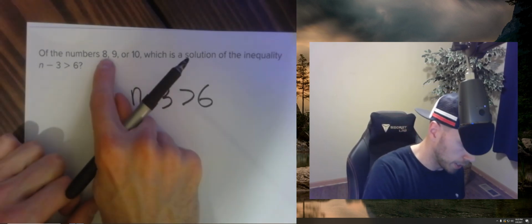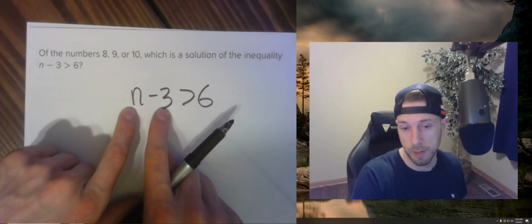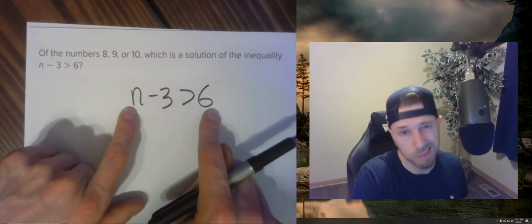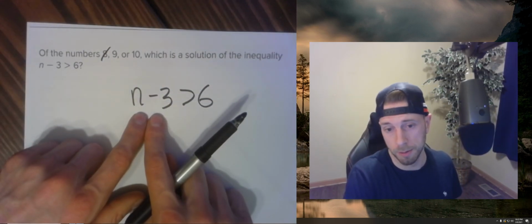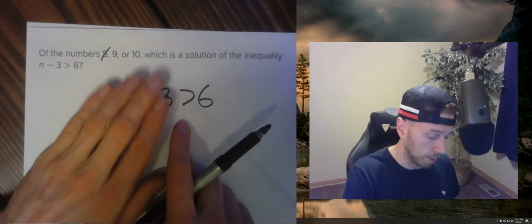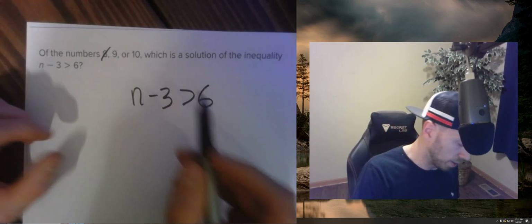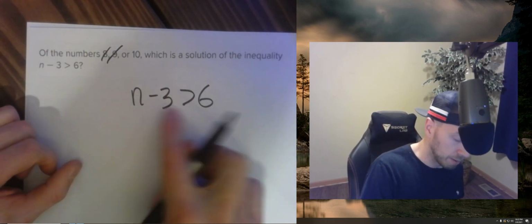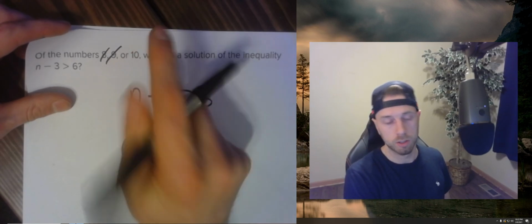And if you tried to plug in each of these, if you plug in 8 right here, 8 minus 3 is 5. And 5 is greater than 6? No, it's not. So 8 is not true. If I put a 9 in here, 9 minus 3 is 6. You end up with the statement 6 is greater than 6. 6 is not greater than 6. It's equal to it, but not greater than it. So the answer here would be 10 because 10 minus 3 is 7, and that is greater than 6. So the answer to this one would be 10 out of these three right there.